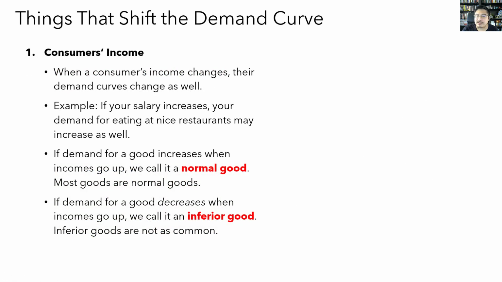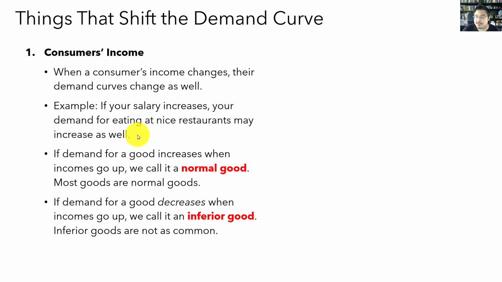So now let's talk about things that can shift the demand curve. And the first thing that can shift the demand curve that we're going to talk about is consumers' incomes. Right? When a consumer's income changes, then their demand curve is going to change as well. And that makes a lot of sense, right? So think of yourself, for example. If your salary increases, then your demand for eating out at nice restaurants is probably going to increase as well, right? Because what that's saying is that at any given restaurant price level, when you get richer, you're going to want to eat out more often.